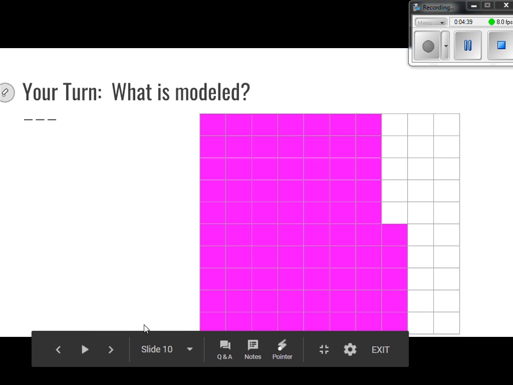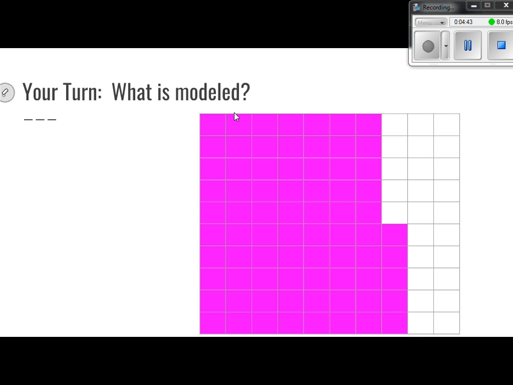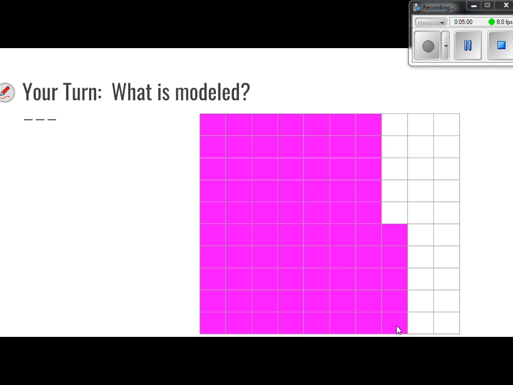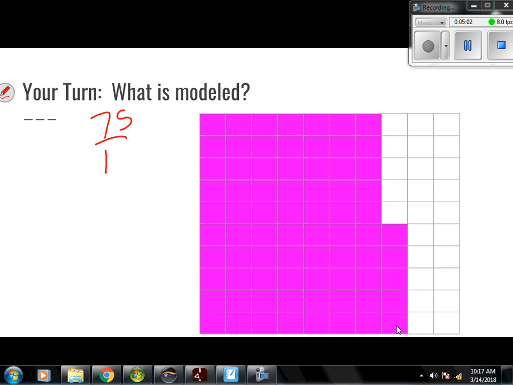Okay, next one. What is modeled here? How many columns do I have shaded in? 1, 2, 3, 4, 5, 6, 7 total columns, which is worth how many? 70, and then 71, 72, 73, 74, 75 out of how many? 100. 75 out of 100, or 75 hundredths.